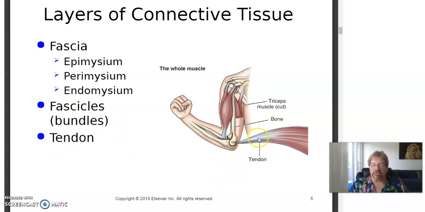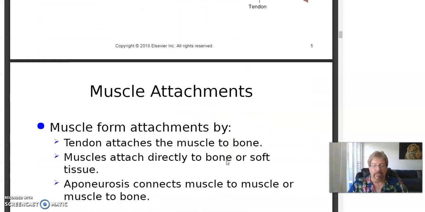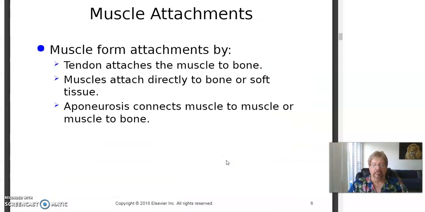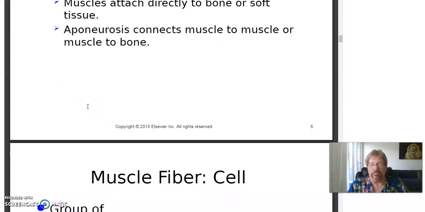Tendons are connective tissue structures that connect muscle to bone. Tendons connect muscle to bone. Do you need to know that? Anytime you see me lean forward and stare into the camera, you need to know it. Muscles form attachments by the tendon attaching the muscle to the bone, or in some instances, muscles attach directly to the bone or the soft tissue. And we have sheets of muscle called aponeurosis, like here, that connect muscle to muscle or muscle to bone.